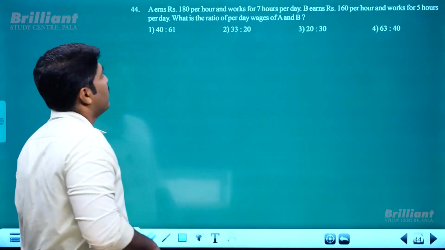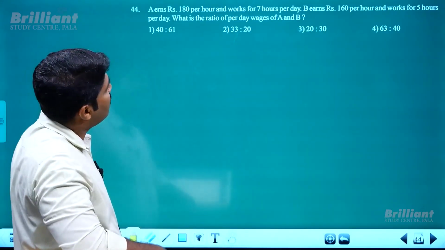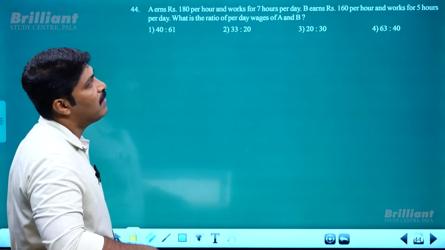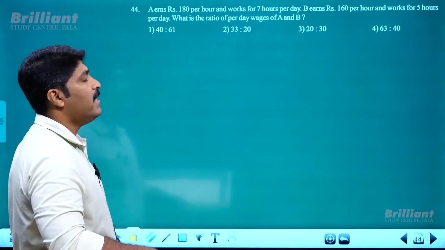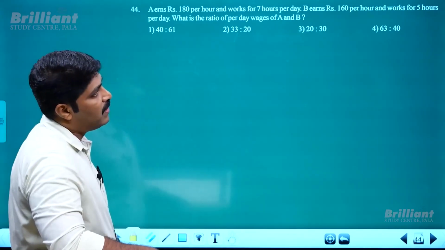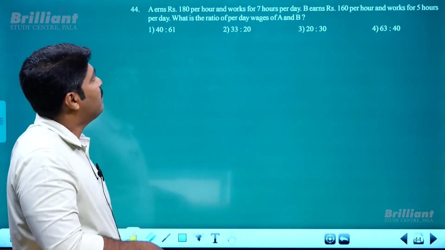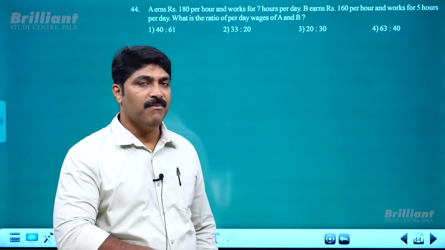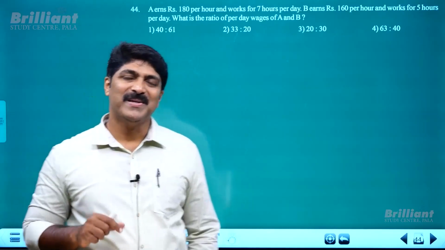Now consider the next question. A earns rupees 180 per hour and works for 7 hours per day. B earns rupees 160 per hour and works for 5 hours per day. What is the ratio of per day wages of A and B? That's a simple direct question. It's not a complicated one.